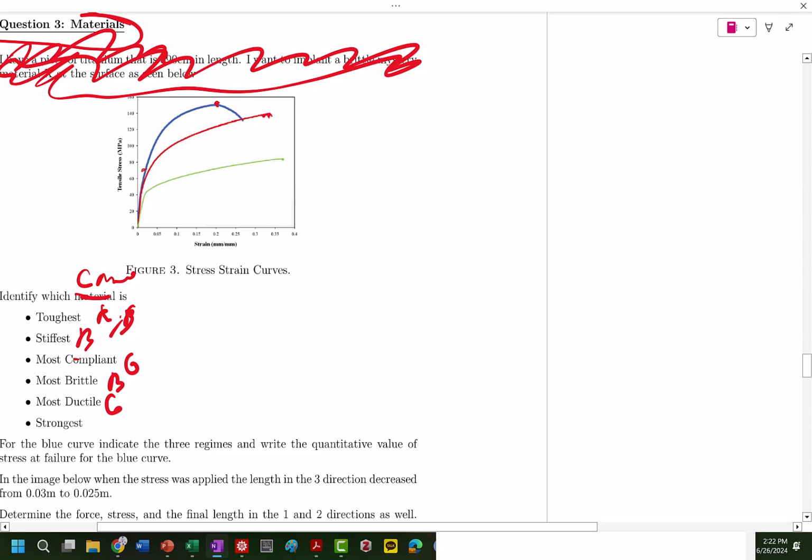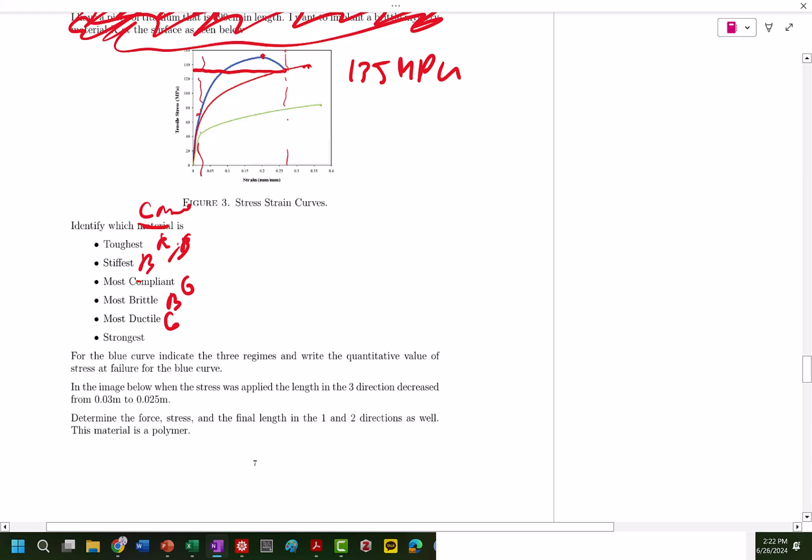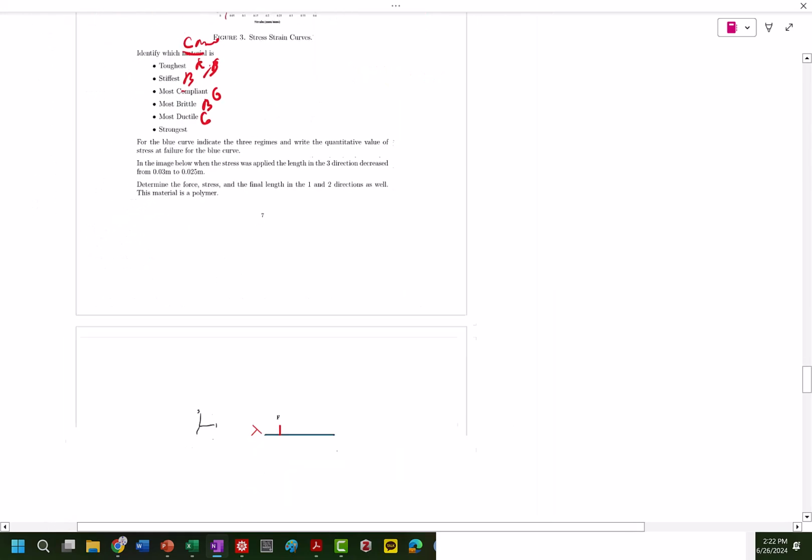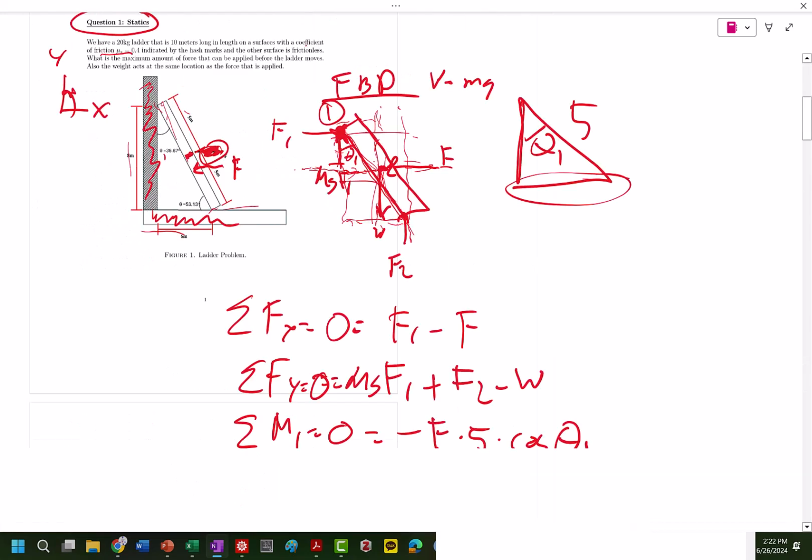For the blue curve, indicate the three regimes. So I would say that we stop being linear probably around right here. Regime 1, regime 2, and regime 3, fracture right here. Write the quantitative value for the stress at failure. That would be about, I'd say, 135 megapascals. Fantastic.